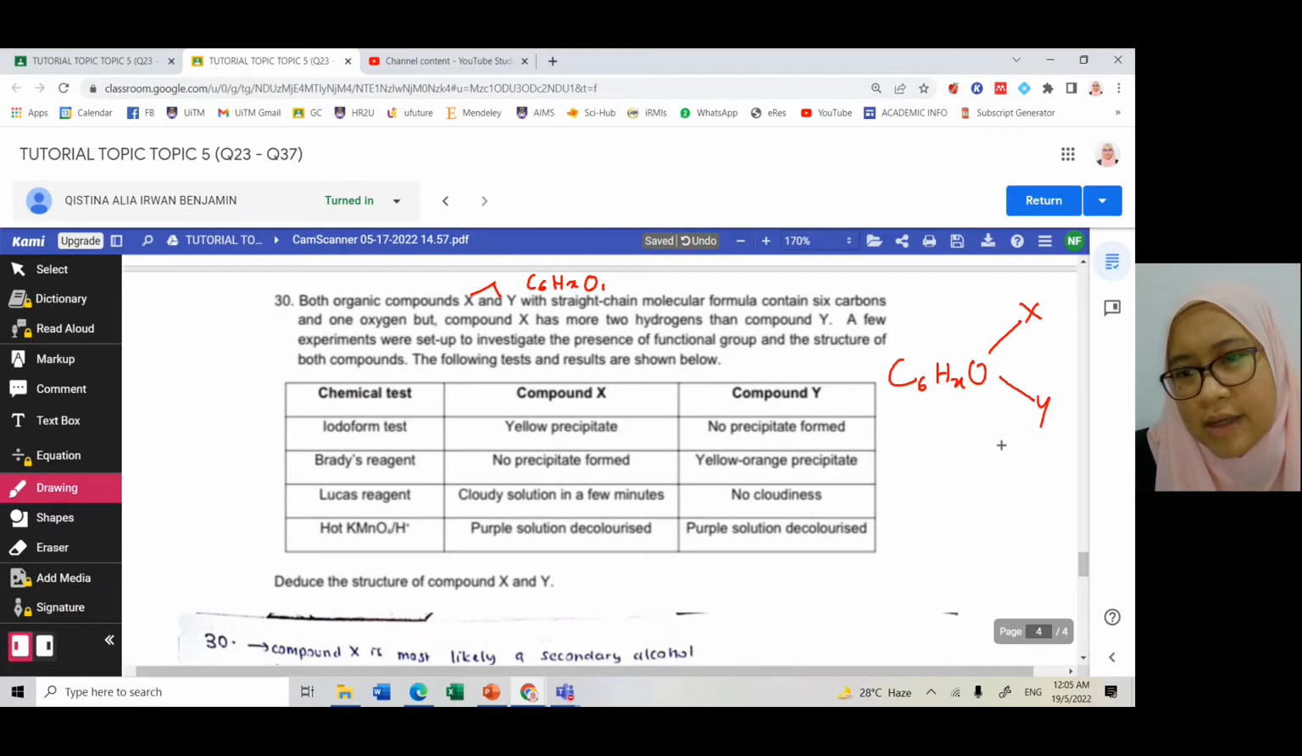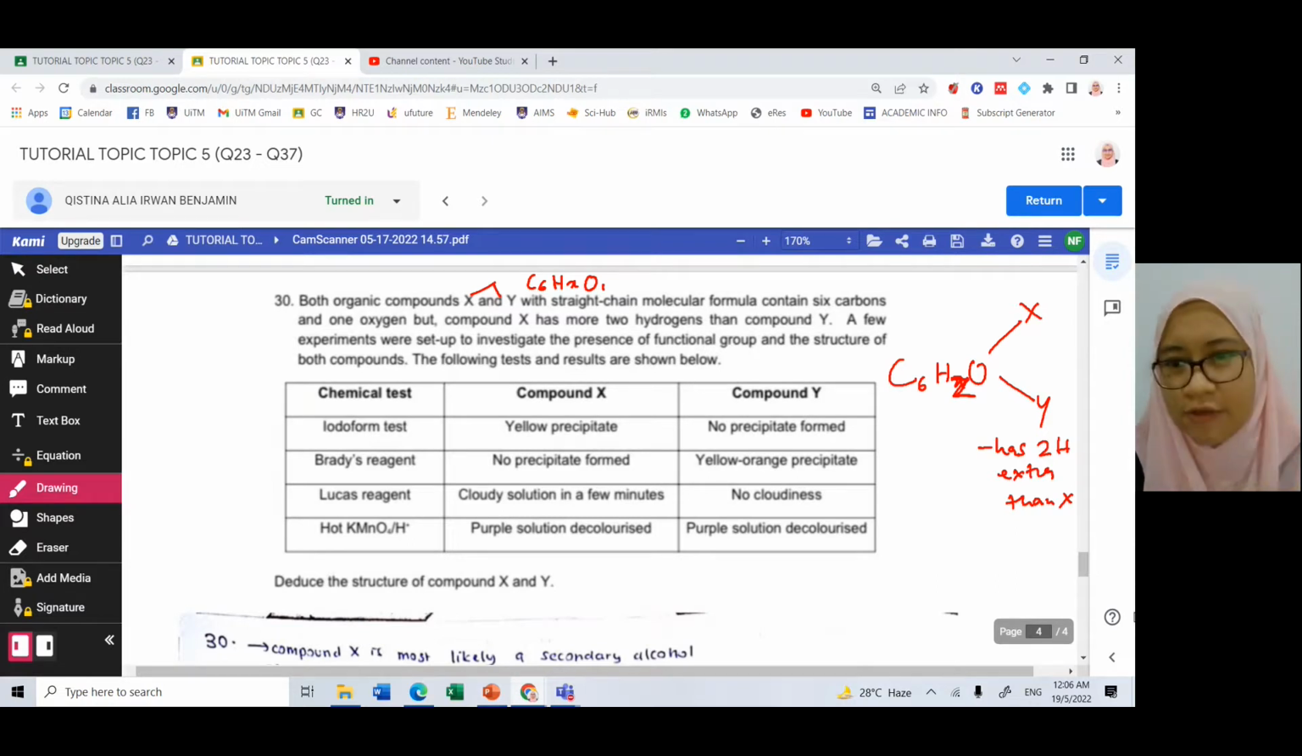So Y has 2 hydrogen extra than X. Okay, let's replace this one with Z. So here we have to predict. A few experiments were set up to investigate the presence of functional group and the structure of both compounds. The following tests and results are shown below.